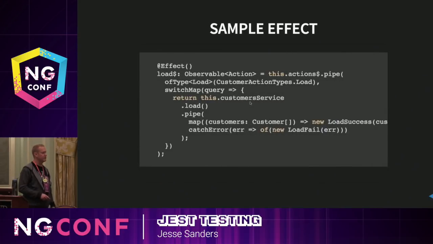Now we get into effects. Effects are a little bit more tricky. So when we look at this here, we have an observable. We're watching for the customer action type load. We're waiting for that to fire, and when that fires, we're going to call a service, and that service is going to return a new observable, right? And I'm going to map that to either a load success or I'm going to catch the error and do a load fail. So when initially looking at this, it's like, oh my God, how do I test this? This is like an observable within an observable, and how do I pull this all together?